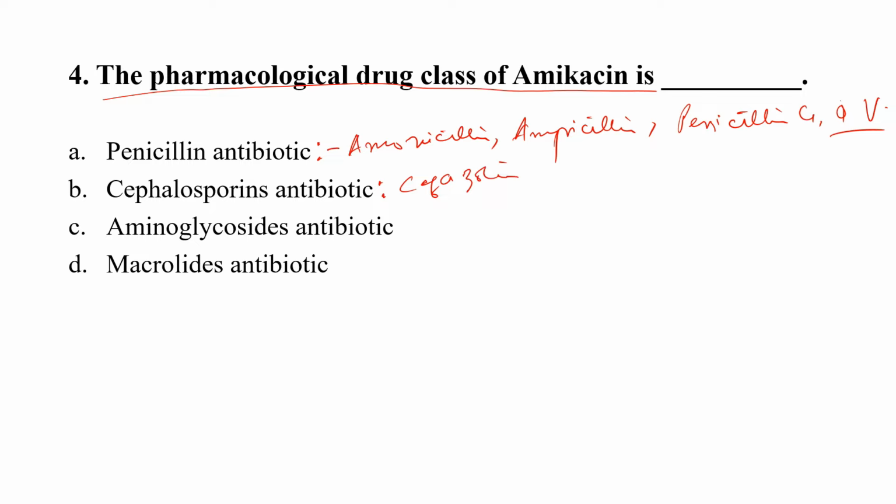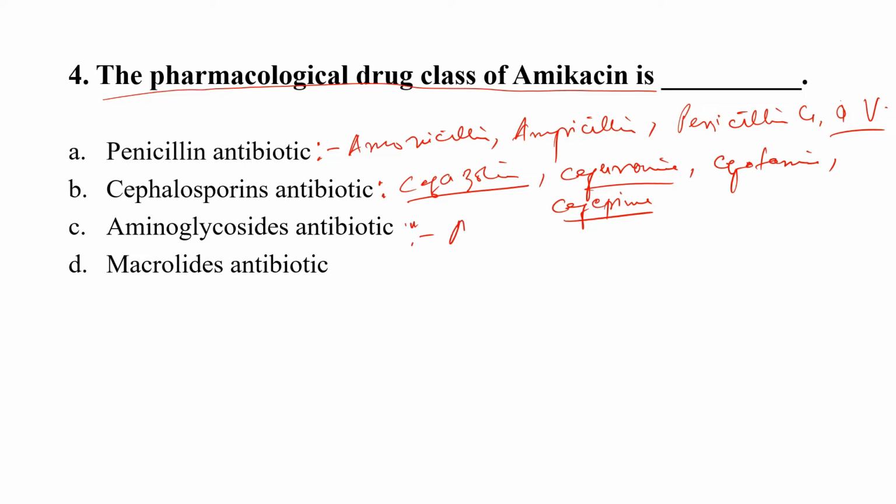There are also other examples of cephalosporins. Cefazolin is first generation. Cefuroxime, second generation. Cefotaxime, third generation. Cefepime, fourth generation. These are just a few examples.